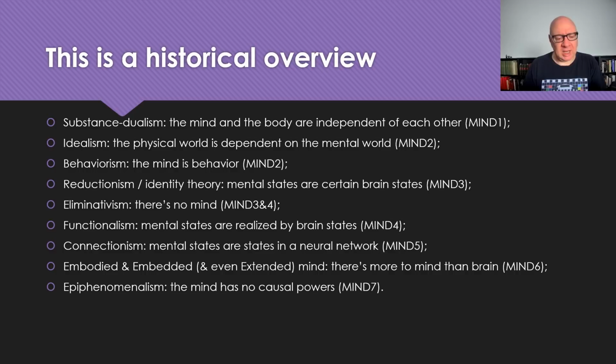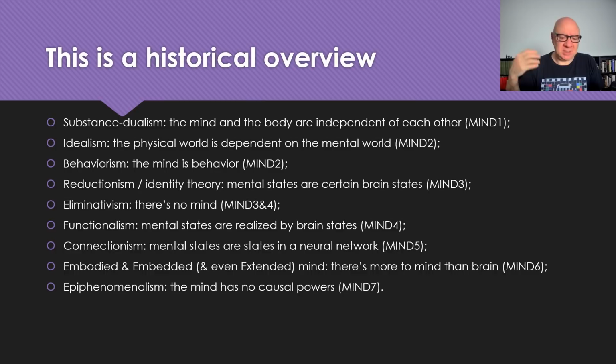And then we'll look at functionalism and connectionism. Both views claim that mental states can also be present in artificial systems, for instance. And we can actually make them. We'll look at that and see whether that is indeed true and it works. And with connectionism, we'll enter the contemporary debate on how the mind fits in the physical world. Connectionism claims that mental states are states in a neural network. It could also be an artificial neural network. It clearly focuses on the brain.